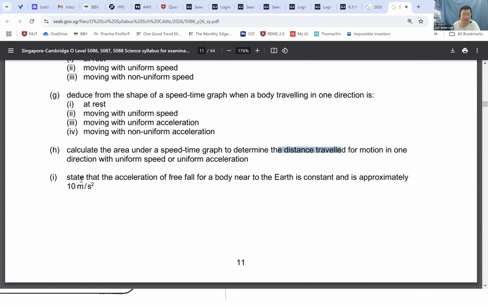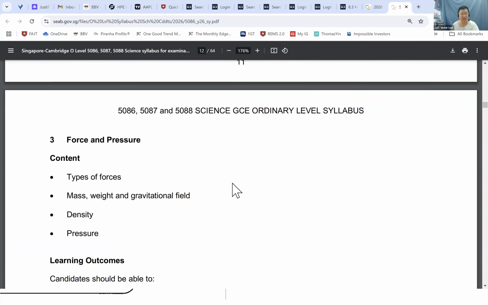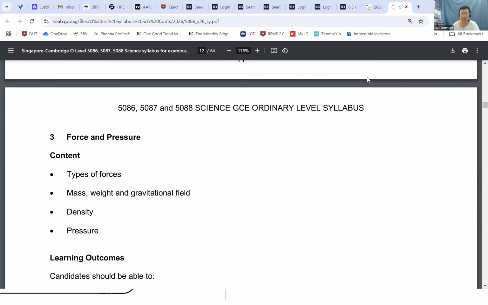And you realize this one says state. Whenever the syllabus document says state or define, these two words mean that you just memorize the facts. State the acceleration is approximately 10. So state means you need to know it, even if I don't give it to you. Gravitational acceleration is 10 meters per second squared. You can understand? And that's it, done. These are two topics, so it's not difficult.